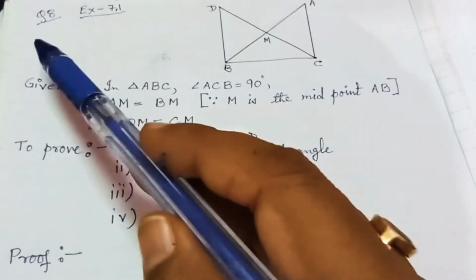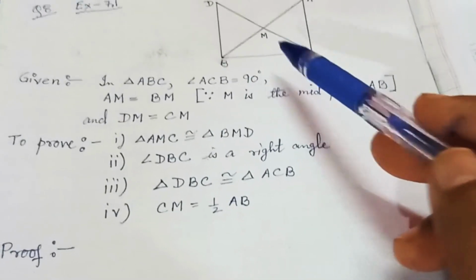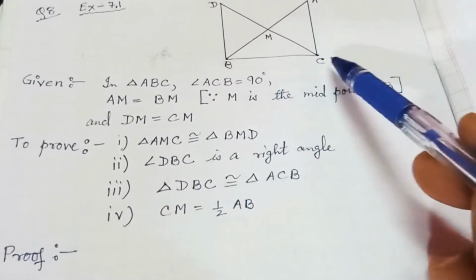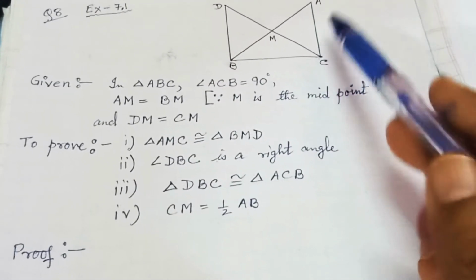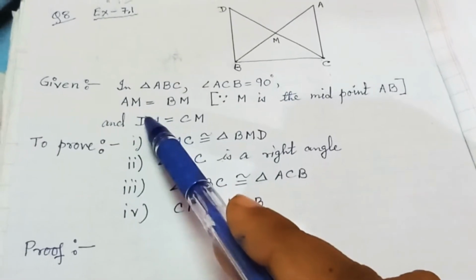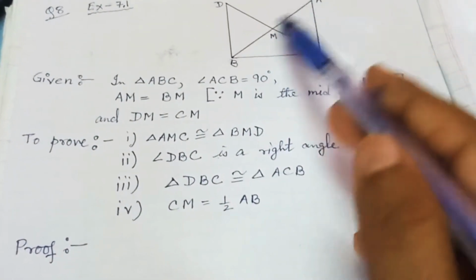Exercise 7.1, question number 8 of the triangle chapter. According to this question, the diagram is given, and it is given that in triangle ABC, angle C is 90 degrees. That means angle ACB is 90 degrees, and M is the midpoint of AB. AM is the midpoint of hypotenuse AB.